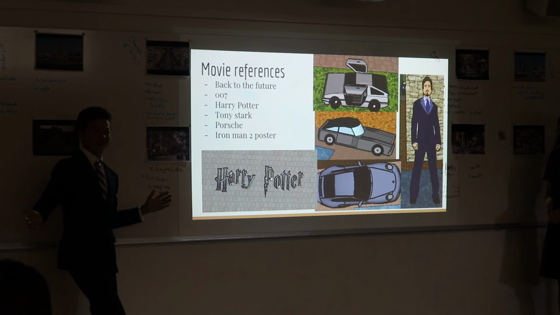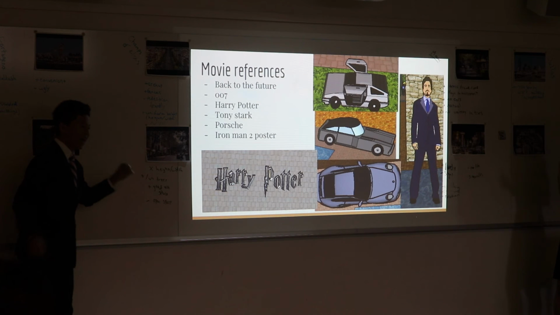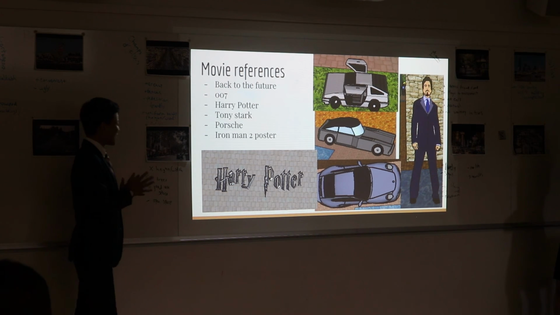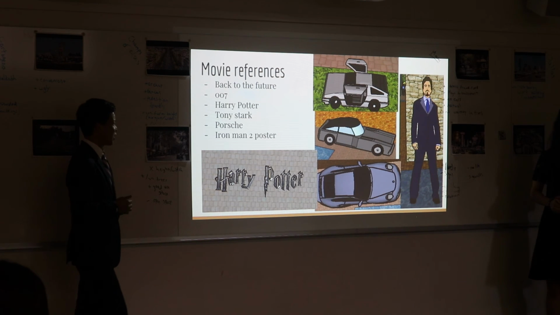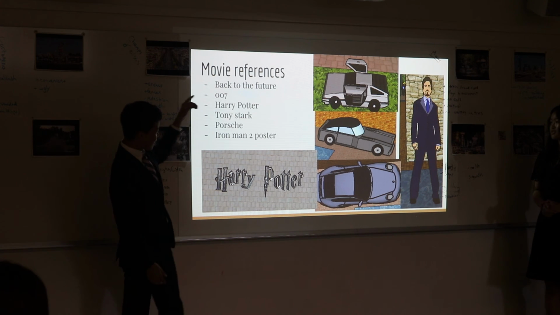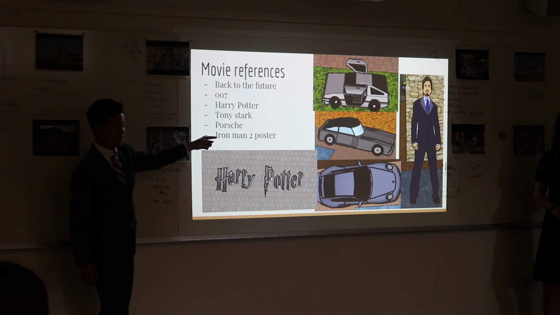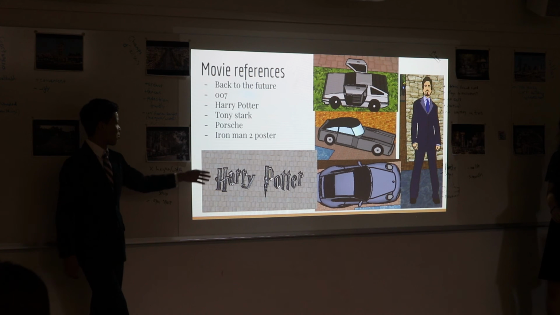So the best part of our slideshow: movie references. We had a little bit of fun making our SketchUp, so we decided to add some of our favorite movies, iconic things. Like we have Back to the Future, the DeLorean car. We have Robert Downey Jr. as Tony Stark. We have 007 James Bond, the car. We have a Porsche, which I guess is because I just like Porsches.